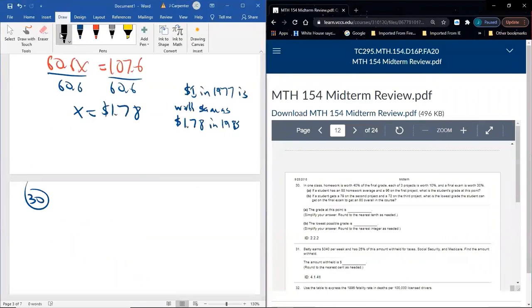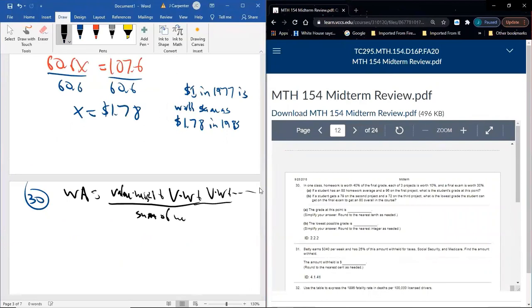30. In one class, homework is worth 40% of the final grade. Each of three projects is worth 10%, and a final exam is worth 30%. So this is going to use that weighted average formula. Remember, your weighted average is a sum product: the weight times the value, plus the value times the weight, plus the value times the weight, until you get all of them. And then that's just over the sum of the weights.